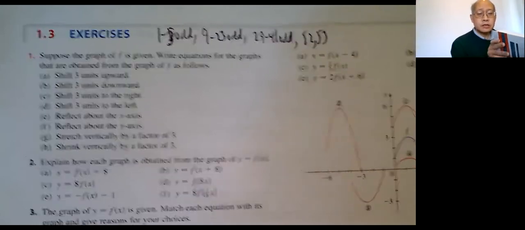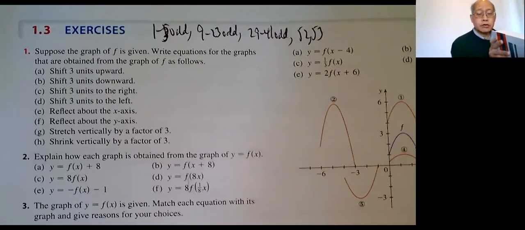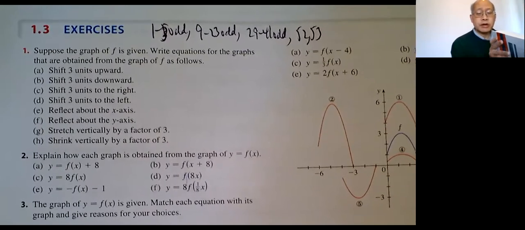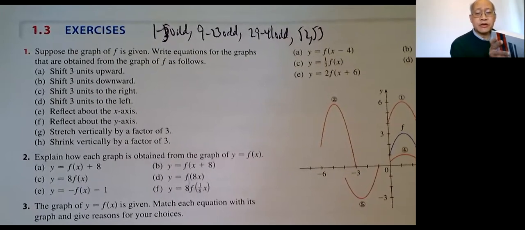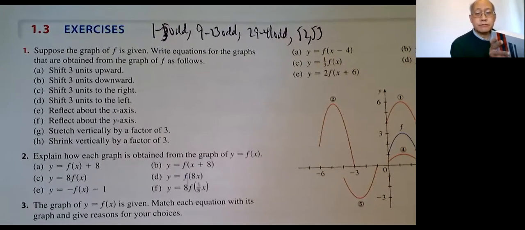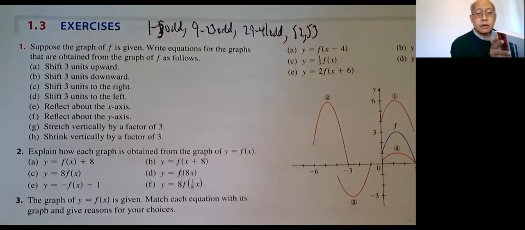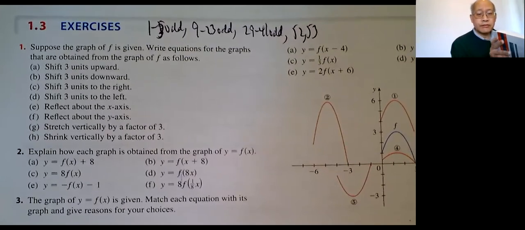And G and H, stretch and shrink by a factor of 3. Okay, so think of the sine function like sine x. What happens when you put 3 in front of it? Well, it stretches it out, right? So G would be 3 f of x. And H would be 1/3 f of x.